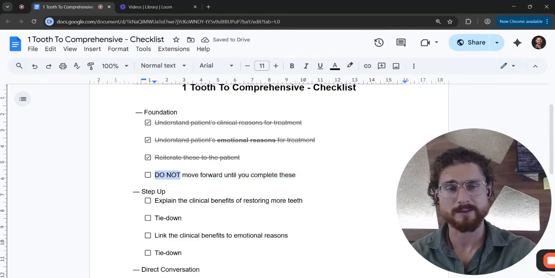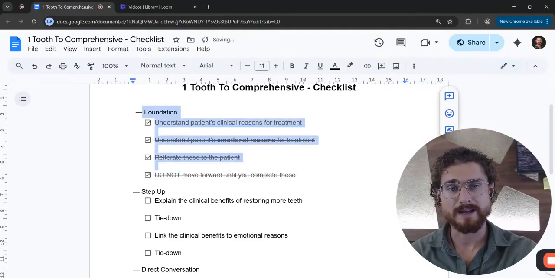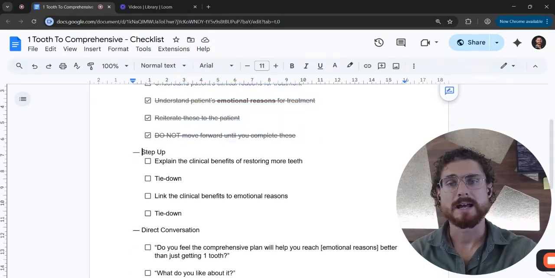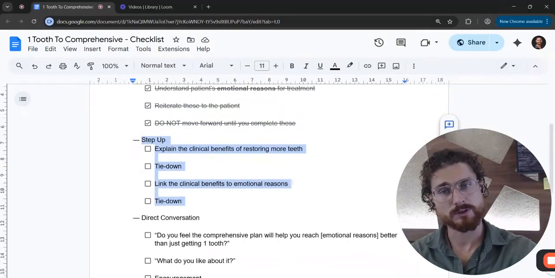Otherwise, you'll be trying to sell them something they don't want, they'll give bad feedback, and this won't work very well. Now, assuming that you've done that, you can move from the foundation to the step, right? And so this is where we're starting to present the next level of treatment.